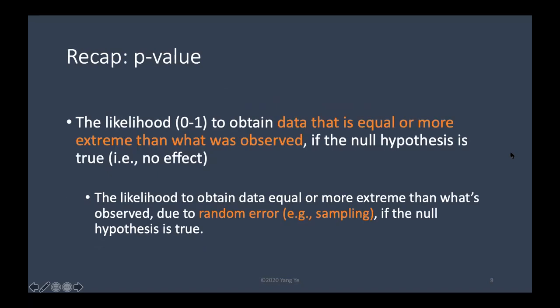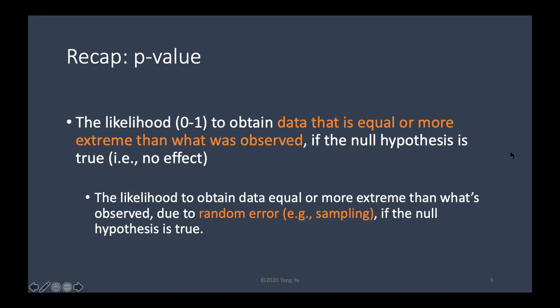So what exactly is p-value again? The p-value is the likelihood of obtaining data that is equal to or more extreme than what we have observed if the null hypothesis is true. Or you can just say the same thing, but due to random error.